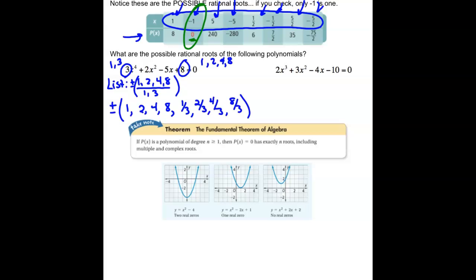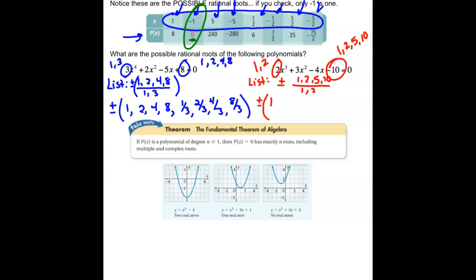Those are a whole bunch of options. I certainly don't want to have to test every single one. So that's where that shortcut's going to come in a minute. All right, for this one, we need factors of this 10. So 1, 2, 5, and 10 are all the numbers that go into 10. And we're dividing by factors of 2, which would just be 1 and 2. So we want all of the pairs that have a 1, 2, 5, or a 10 on top as the numerator, and a 1 or a 2 for a denominator.